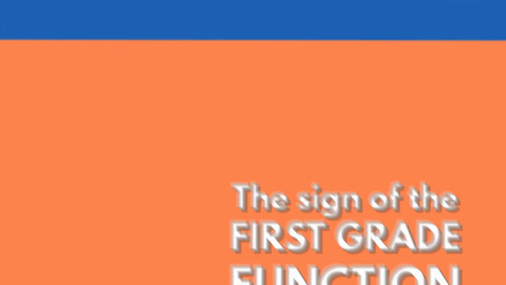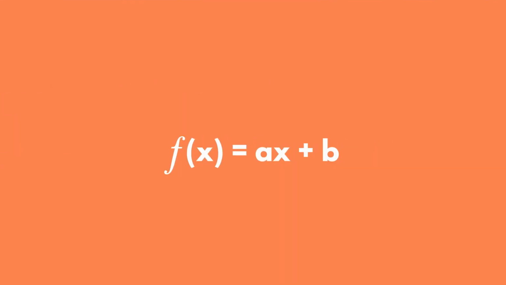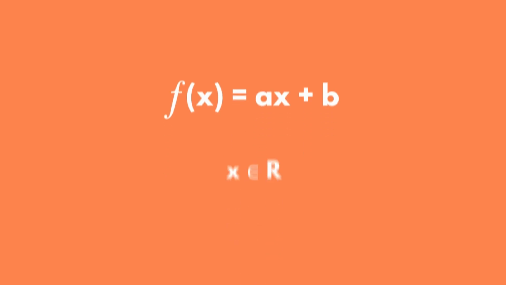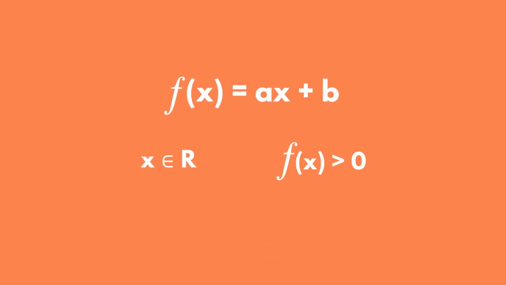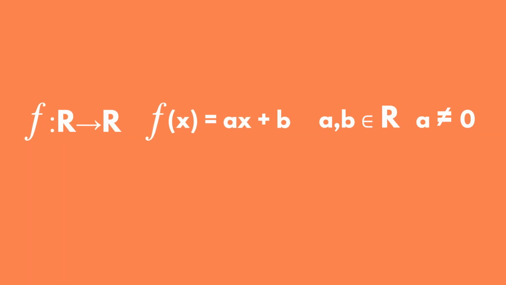The sign of the first-grade function. The determination of the first-grade function sign means determining the values for which f is positive and the values for which f is negative. Theorem. The first-grade function where a is different than 0 has a sign contrary to a for any real number on one side of the root and has the same sign as a for any real number on the other side.